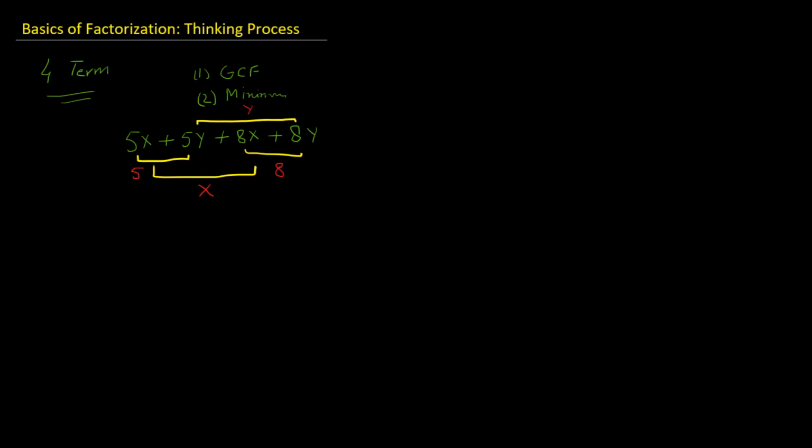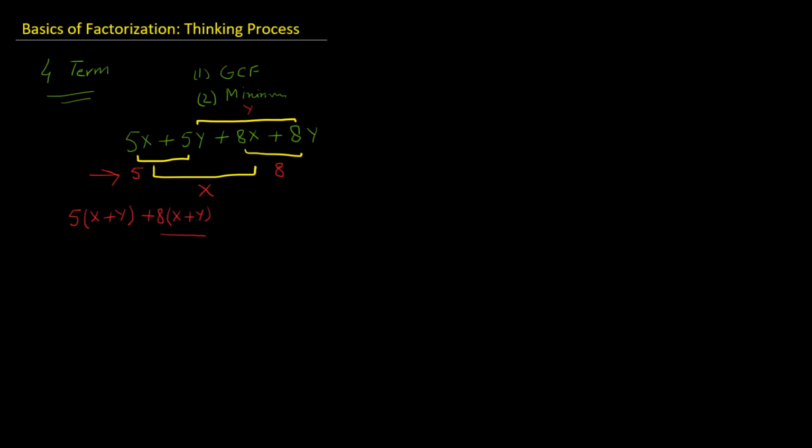Actually, this can be factorized by 2 different approaches. First, by taking numbers common, we can take 5 and 8, and then we can take x and y common. So let us do it with both methods. First we take 5 common from these first two, so we take 5 common and get x plus y. And then we take 8 common from the next two and we get x plus y.